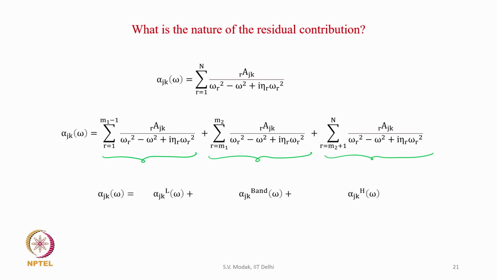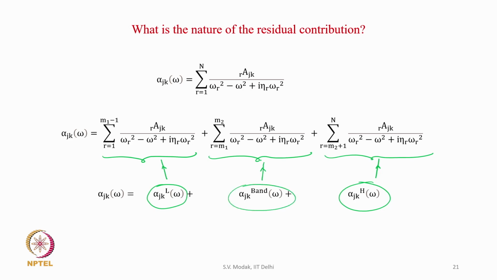And then we can represent these contributions in this form. So, alpha jk can be written as alpha jk L plus alpha jk band plus alpha jk H. The band we are analyzing is m1 to m2. The modes which are on the lower side of this band, their contribution is called the low frequency residual. The contribution of the modes which are on the higher side of the band we are analyzing is referred to as the high frequency residual, and the contribution of the modes from m1 to m2 is referred to as alpha jk band here.